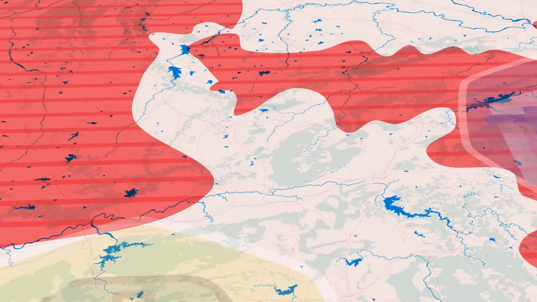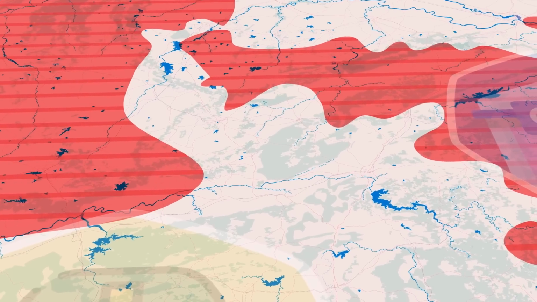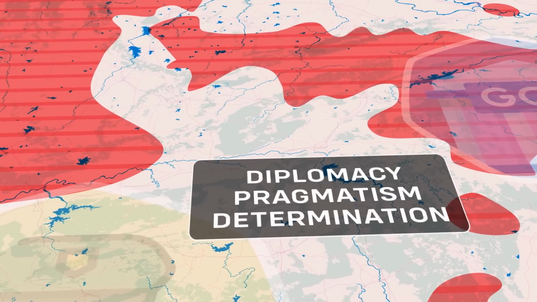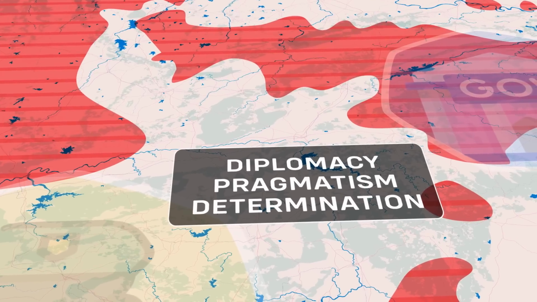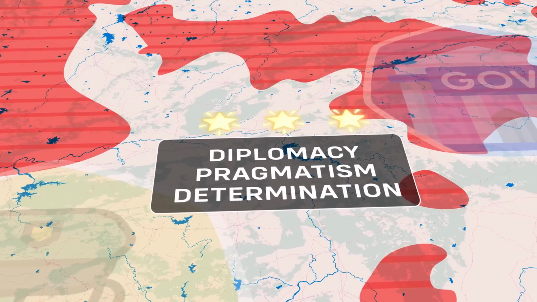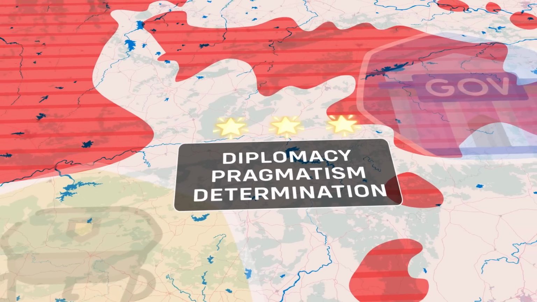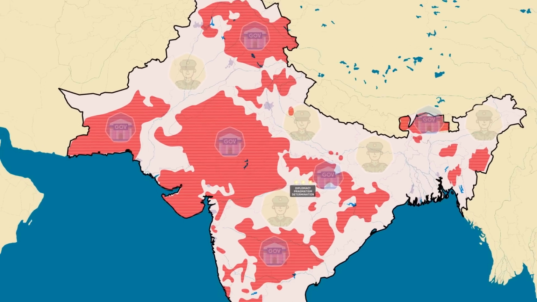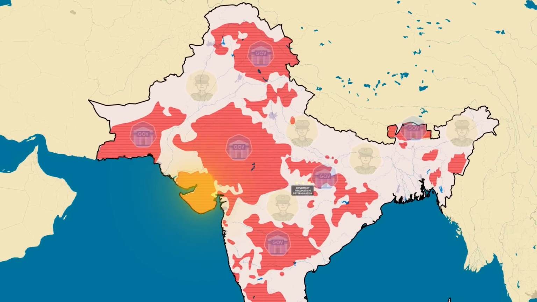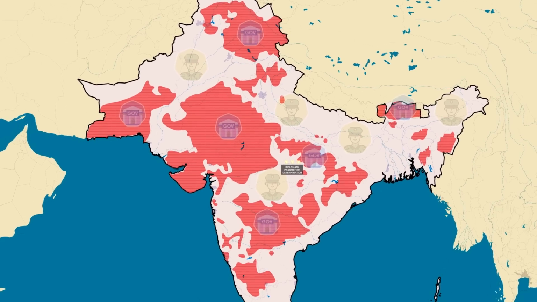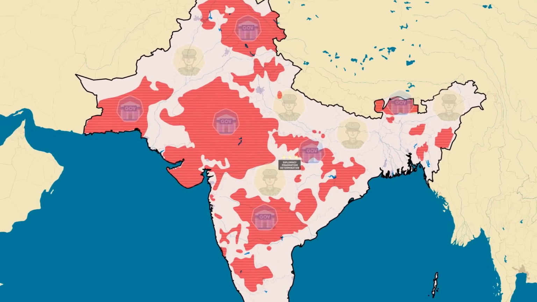Sardar Patel approached the integration of India's princely states with a combination of diplomacy, pragmatism, and determination. He offered the princes assurances such as the continuation of privileges to ease their transition. Through persuasive negotiation, tactful cajoling, and, when necessary, firm coercion, as in the cases of Junagadh, Hyderabad, and Kashmir, Patel successfully secured the accession of the princely states.